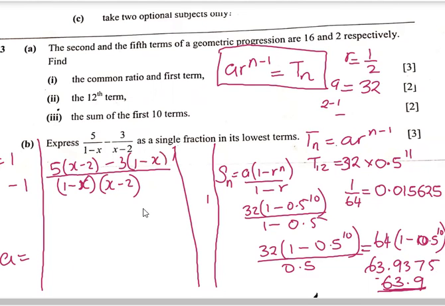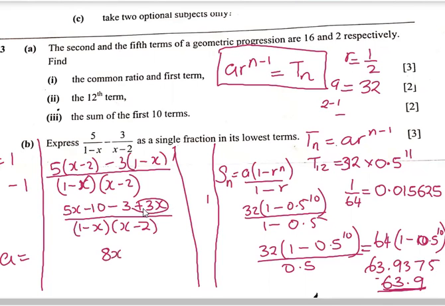So we work out what is on top here. To get rid of the brackets, we're going to have 5x minus 10 minus 3 plus 3x, over 1 minus x, then x minus 2. Then we look at the like terms here. So 5x is like this one, plus 3x. So we can say 5x plus 3x. This is going to give us what?